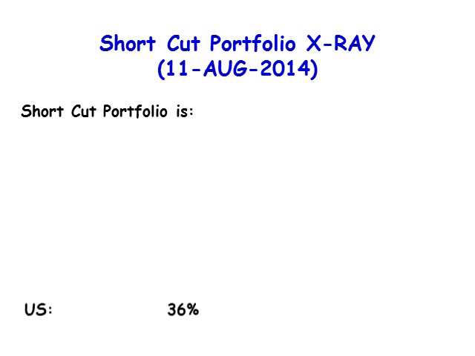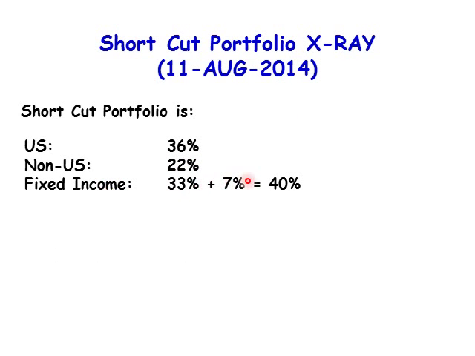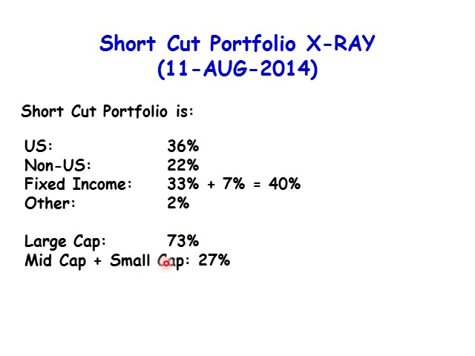Our portfolio is US 36% from the X-ray, and non-US is 22%, and fixed income is 40%. That's on target. Others are 2%. So equities is 58%, and we were looking for 60% and 2% other, so that one is short of our target. Also large cap is 73%, mid cap plus small cap is 27%. That ratio is fine. We're looking for a ratio of 3 to 1, and that's close enough.